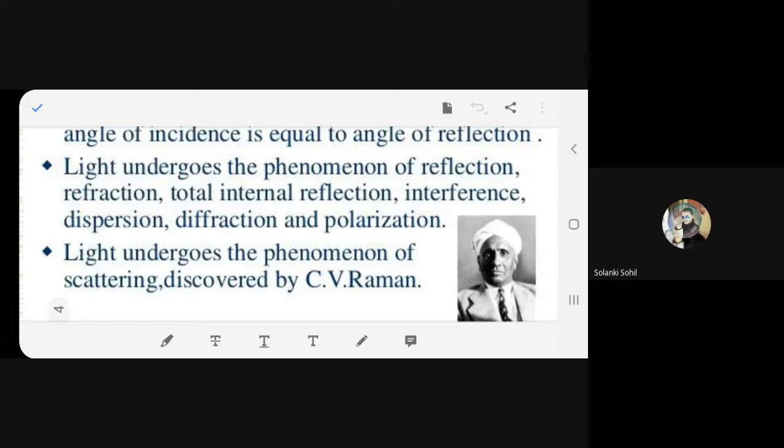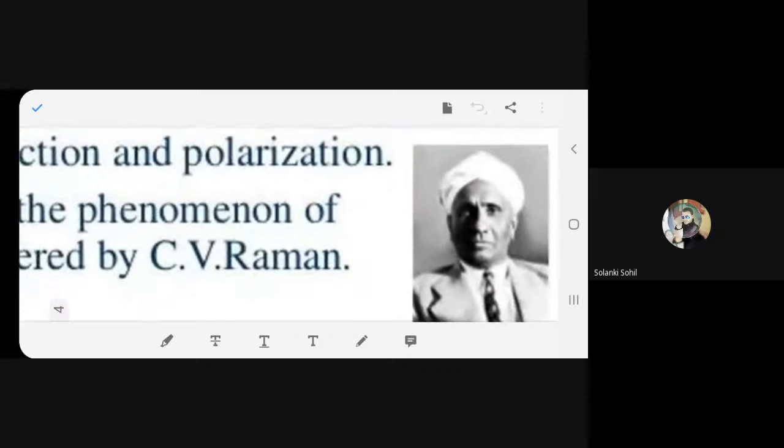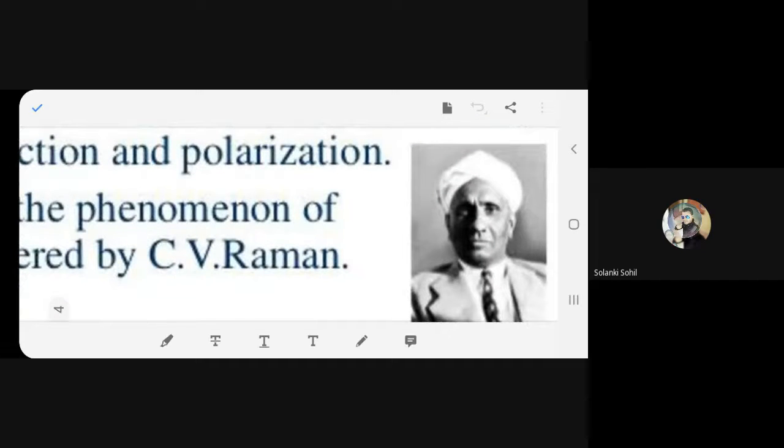Discovered by C.V. Raman. Okay, who is this person, beta? He was a Nobel Prize winner, C.V. Raman. Yes, C.V. Raman.